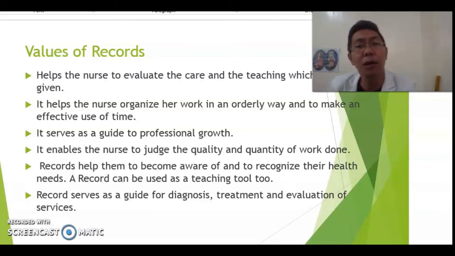Okay, so it also helps the nurse to organize her work in an orderly manner, so that we can make effective use of time, because we are also talking about time. When we go to the community and take care of the community and the families there, we always have a timeline, a timetable, and we know when and until when we are going to provide the services.